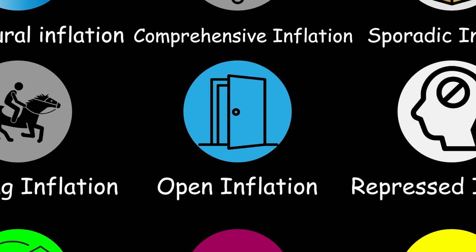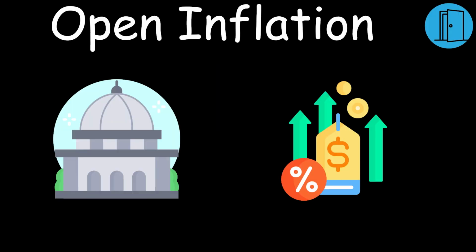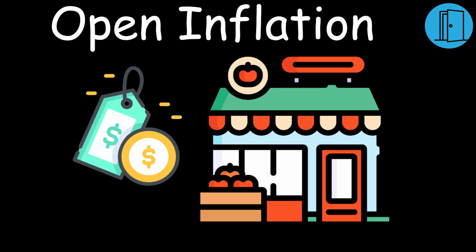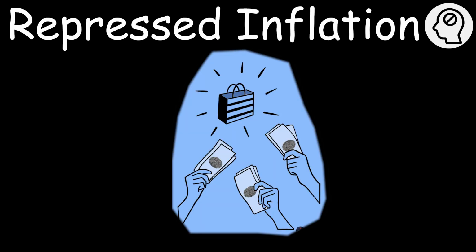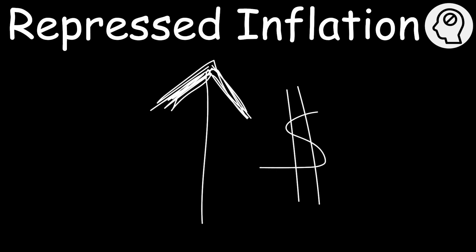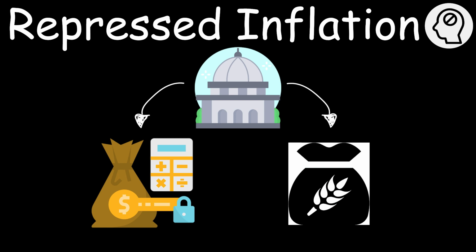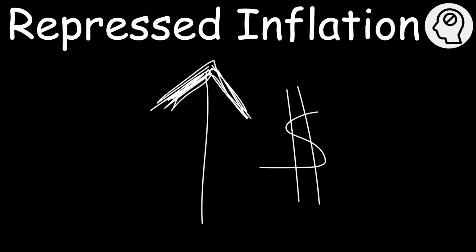Open inflation. When government does not attempt to restrict inflation, it is known as open inflation. In a free market economy where prices are allowed to take its own course, open inflation occurs. Repressed inflation. Let's say that there is excess demand in an economy. Typically, this leads to an increase in price. However, the government can take some repressive measures like price control, rationing, etc. to prevent the excess demand from increasing the prices.